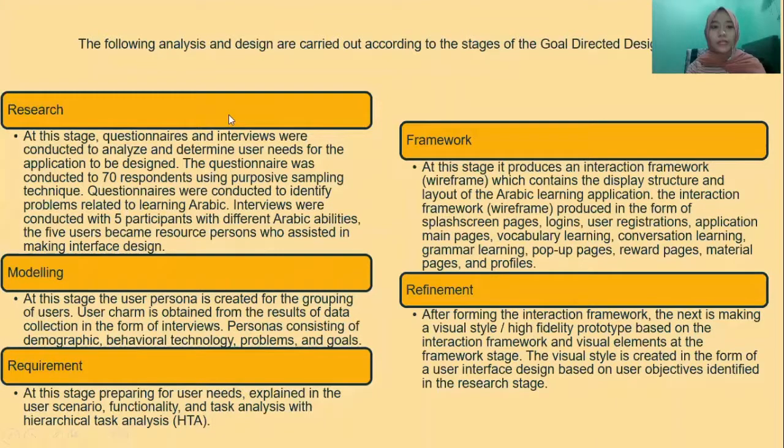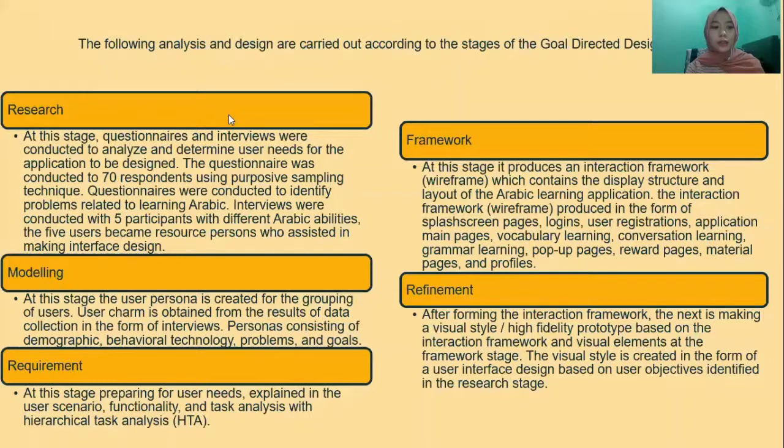The analysis and design are carried out according to the steps of the goal-directed design method. First, research. At this stage, a questionnaire and interviews were conducted to analyze and determine user needs for the application to be designed. The questionnaire was conducted with 70 respondents using purposive sampling technique to identify problems related to learning Arabic. Interviews were conducted with 5 participants with different Arabic abilities. The 5 users became research persons who assisted in making the interface design.